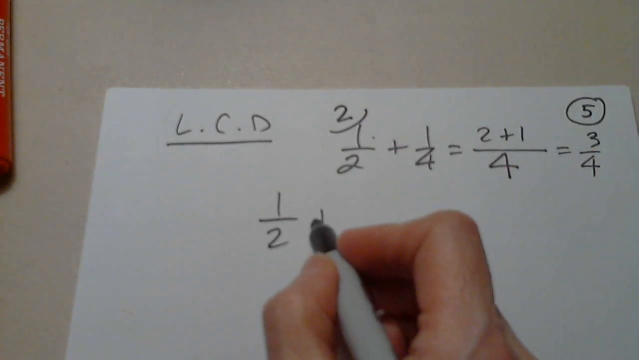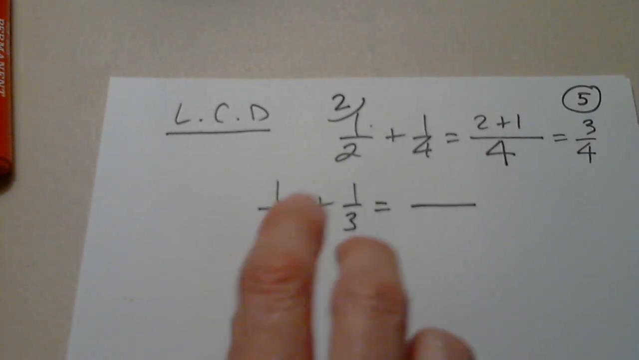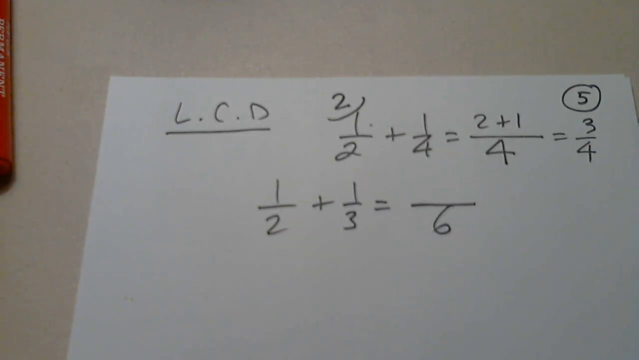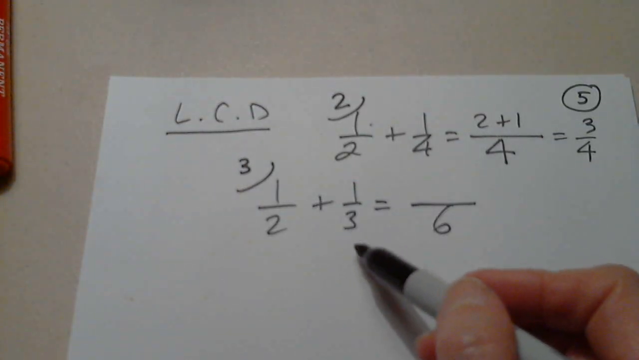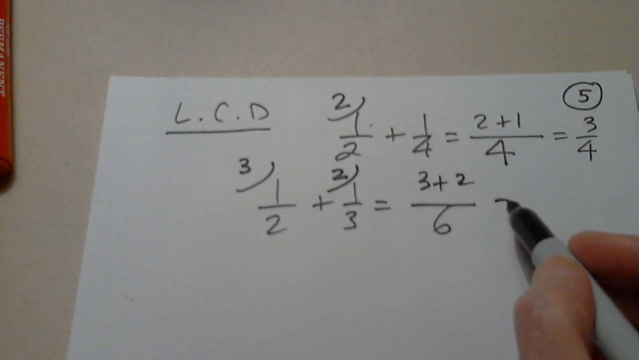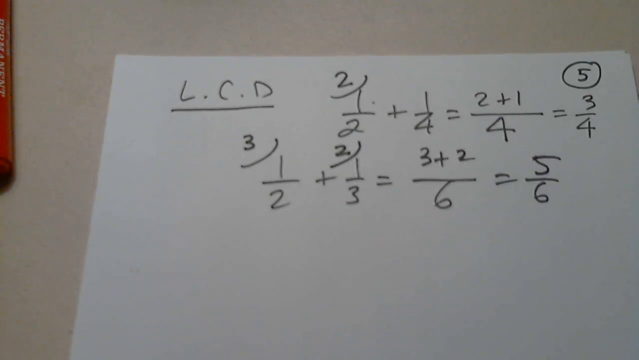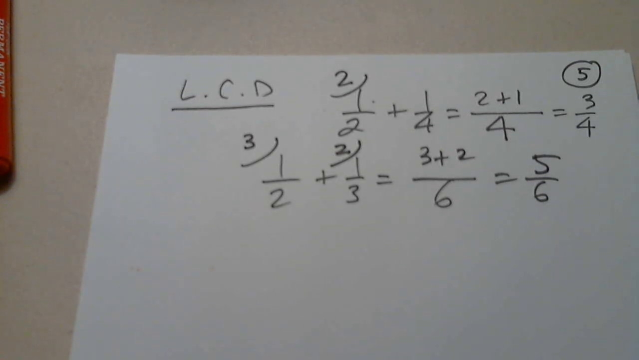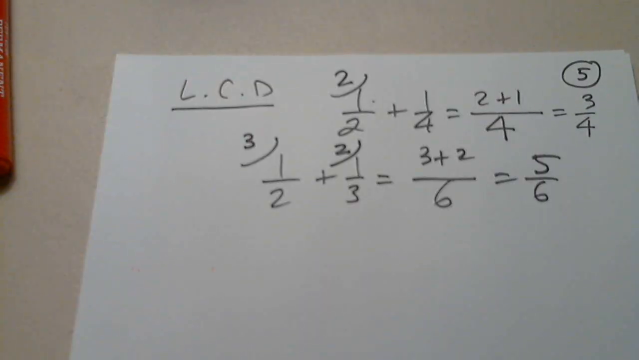If I have 1/2 plus 1/3, as an example, these two have nothing in common. The least common denominator must be the product of the two. And I ask myself, 2 times what is 6? Okay, times 3. 3 times what is 6? Okay, times 2. So I have 3 plus 2 at the top. So I get 5/6. So these are numerical situations, of course easier than this, but the idea is the same. The steps are the same.